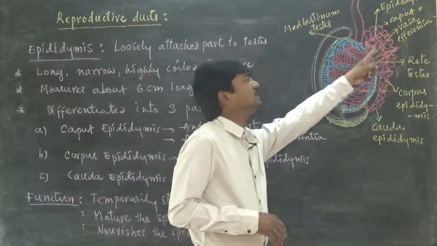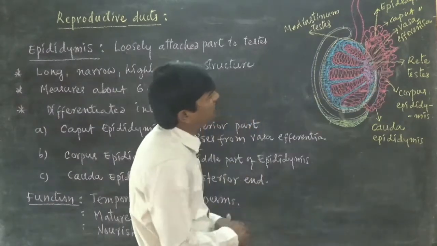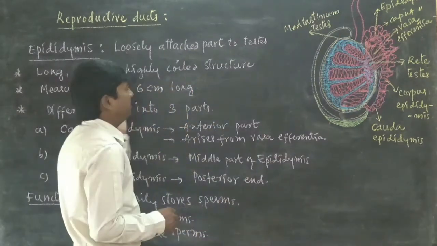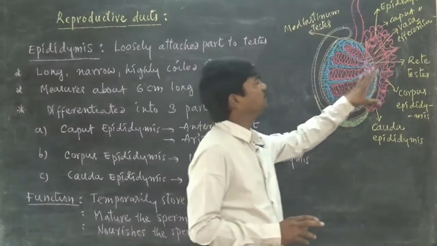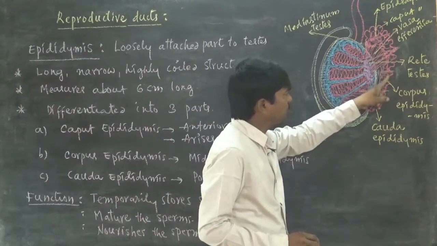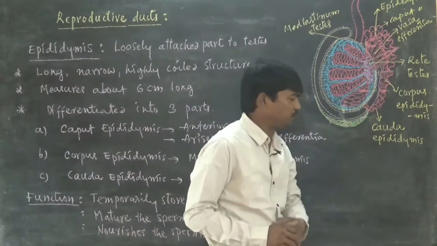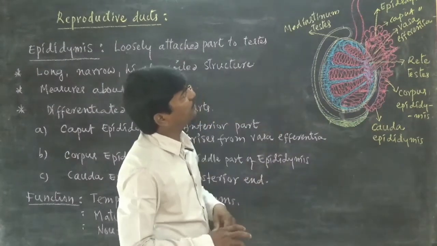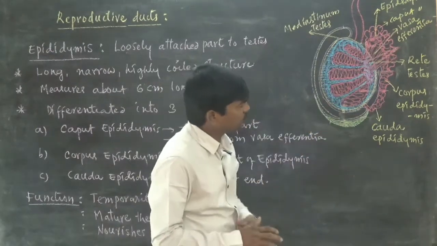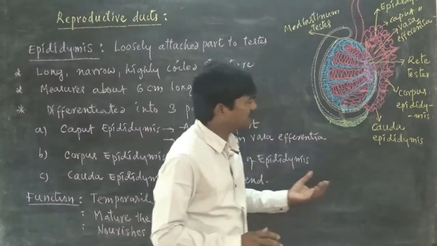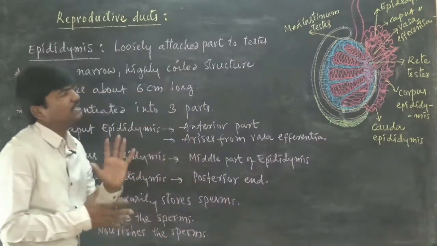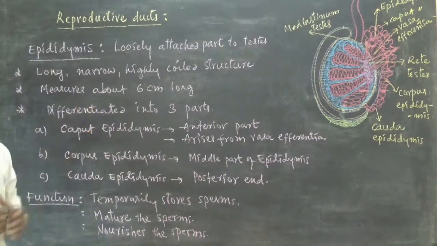This is the epididymis, which arises from the vasa efferentia. As I said, the epididymis is divided into three parts. This is the anterior part, this is the middle part, and the remaining part is the posterior part. The anterior part is known as caput epididymis, the middle part is known as corpus epididymis, and the posterior part is known as cauda epididymis. They are located just above the rete testis.